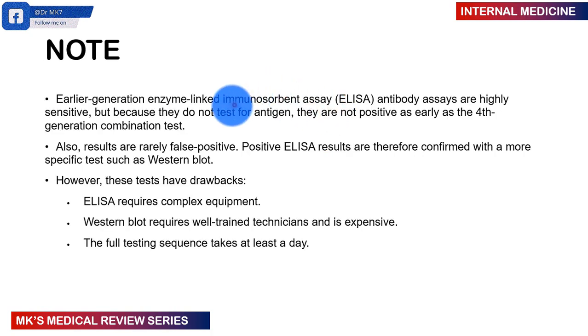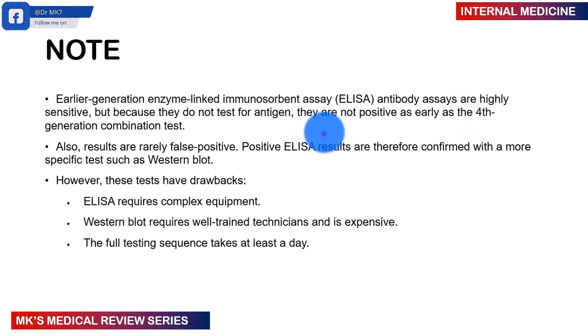Now, remember that the early generation enzyme-linked immunosorbent assays, the ELISA antibody tests, are actually quite highly sensitive, but they do not test for the antigen. So they're not going to be positive in the early phases of the disease. They are not positive in the early stages, but the 4th generation tests, the ones that actually combine the antigen and the antibody, these ones actually are really positive in the early stages.